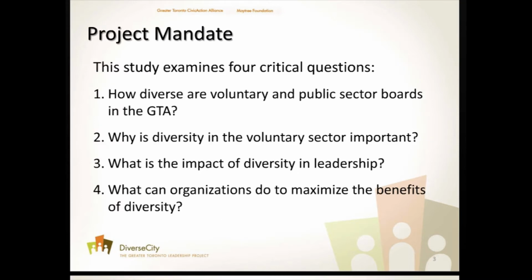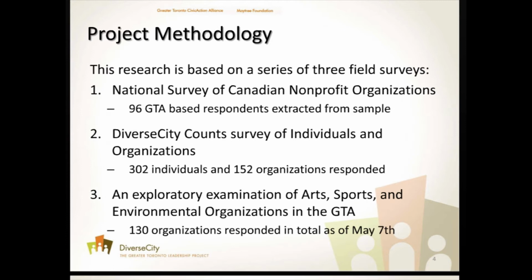The project mandate and the guiding questions that we used in pursuing this research are fourfold. First, we wanted to know how diverse are voluntary sector or nonprofit boards in the GTA. We wanted to get a snapshot of what this looked like now and perhaps how it compared to the past. We also wanted to know why diversity in the nonprofit sector is so important: what impact respondents and organizations out in the field are suggesting that diversity in leadership has on their organization and on their board. And finally, fourth, we wanted to know what tangible tactics organizations could pursue to maximize the benefits of diversity.